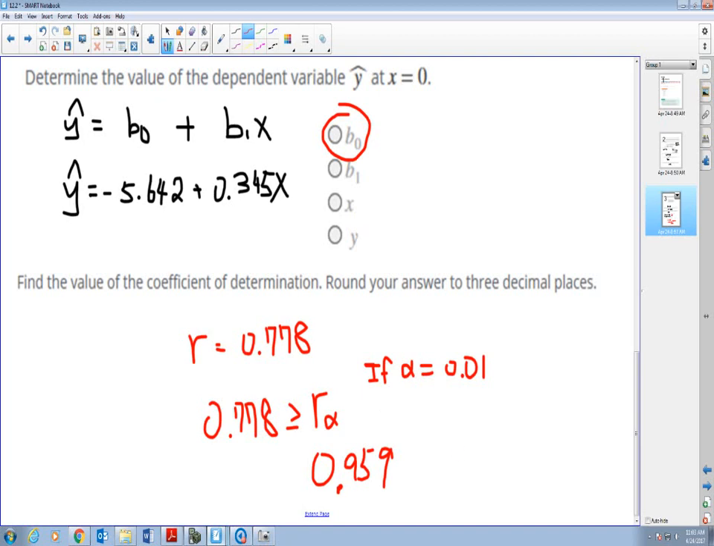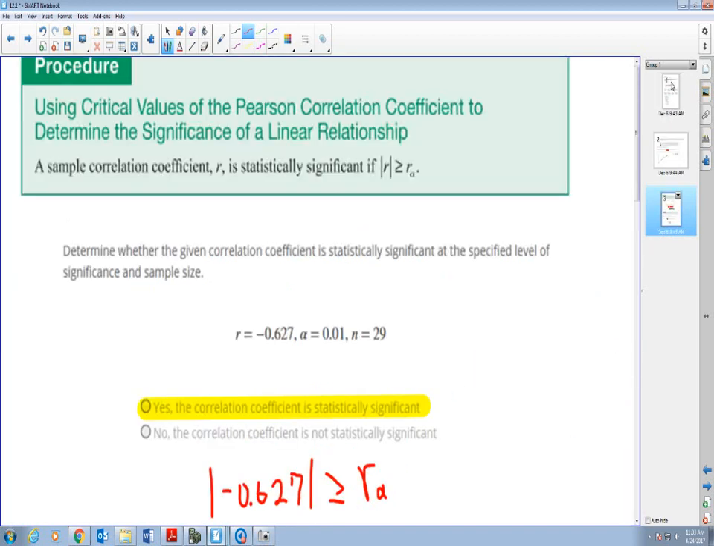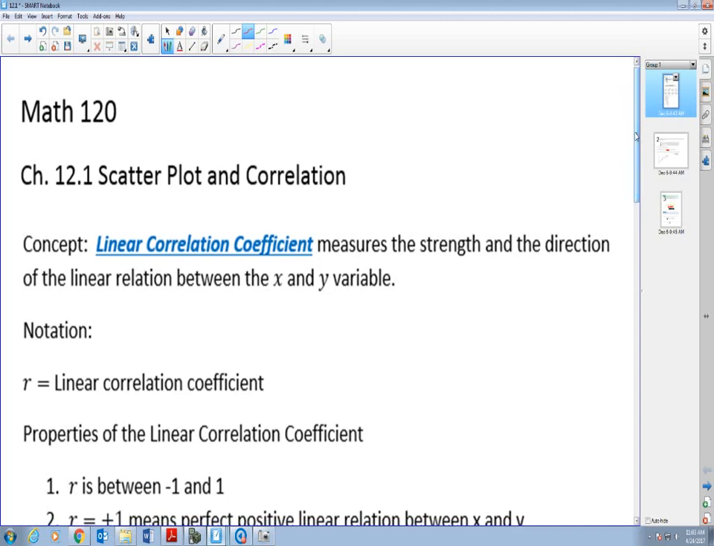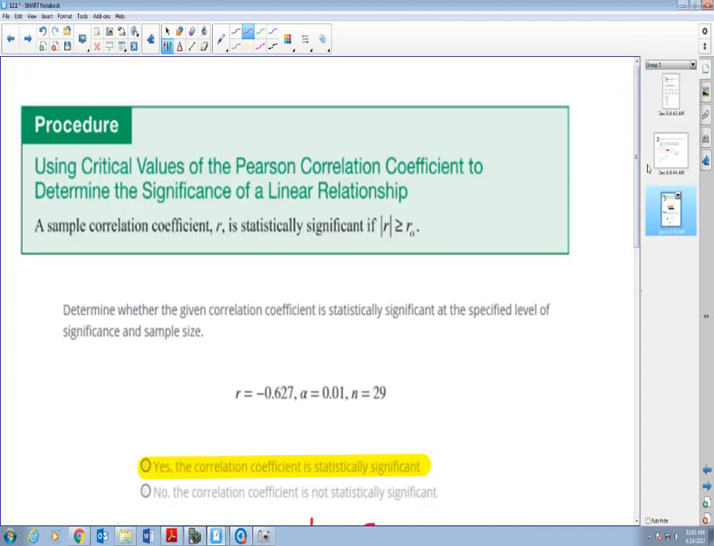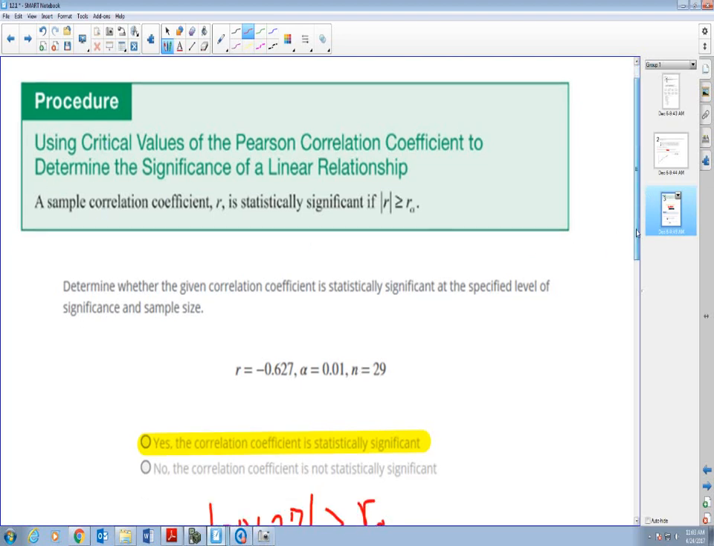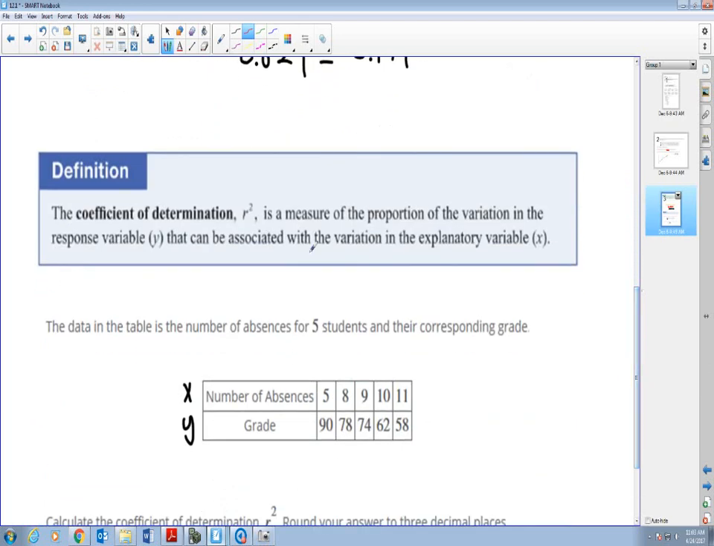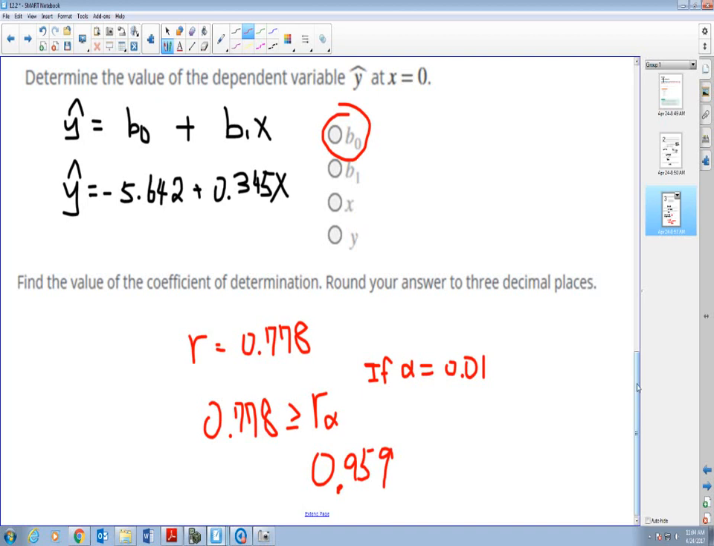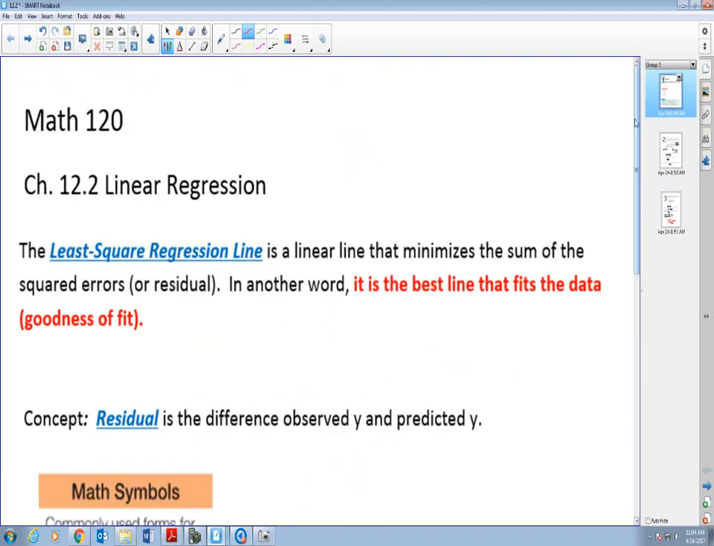Alright, that will conclude our lecture video on how to find the linear correlation coefficient R. We also used a critical value to determine whether our sample correlation coefficient R is statistically significant, and the coefficient of determination. We also talked about linear regression and how to draw the scatter plot as well.